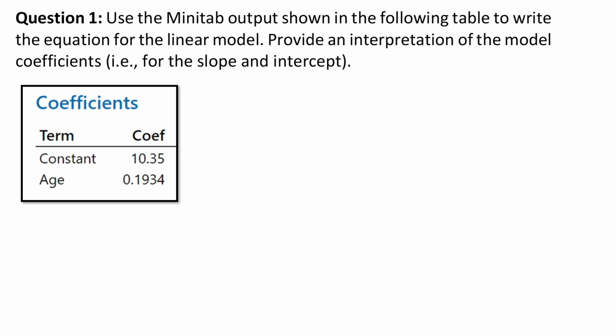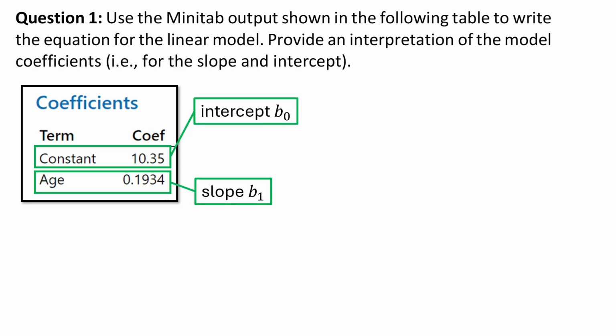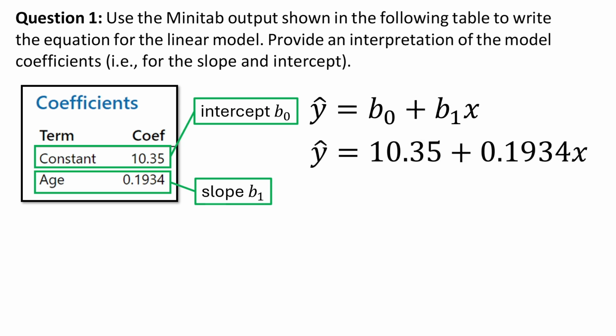Next question, we're going to write down the equation for the regression line, otherwise known as the line of best fit. And then we're going to provide an interpretation of the model coefficient. So here we have a table that resembles the kind of table that you would see in Minitab output. The constant is the intercept, B0, and the variable with a name that corresponds to the name of the predictor variable, that is the slope. So the equation for the line of best fit looks like this. It has a B0, it has a B1, and we just need to put those numbers into the appropriate place.